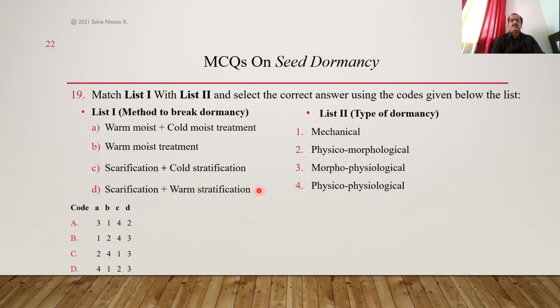So in this way, you have to match scarification, physical dormancy, warm stratification, again for morphological. So if you match like this, you will get the correct answer. A, B, C, D, 3, 1, 4, 2. Correct answer is option A.